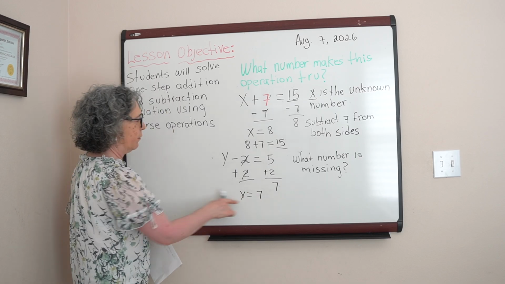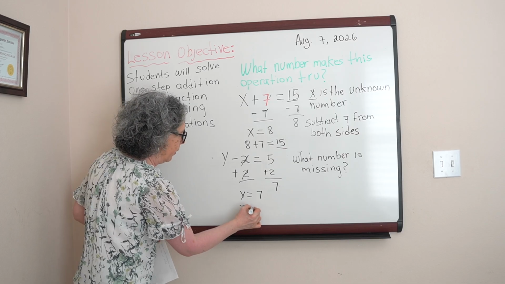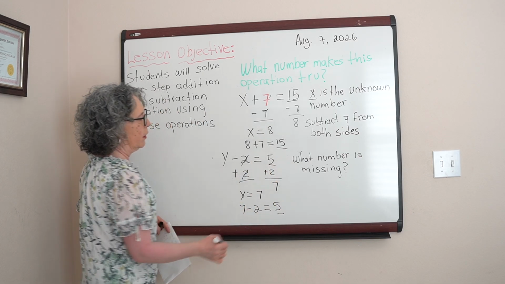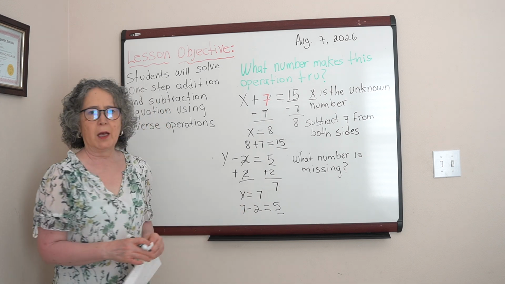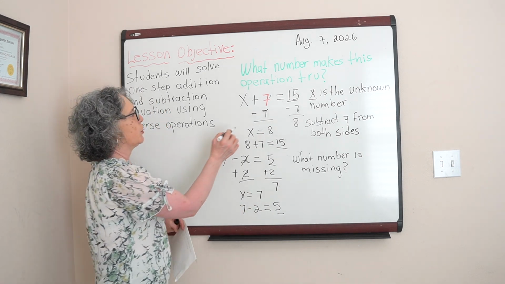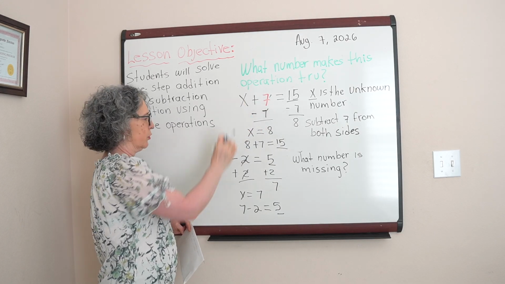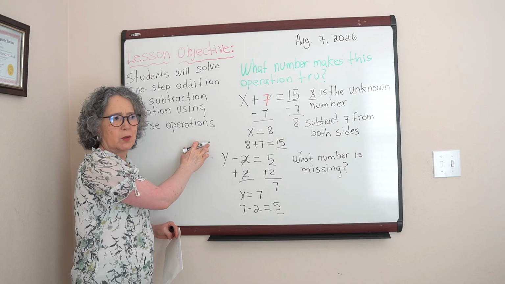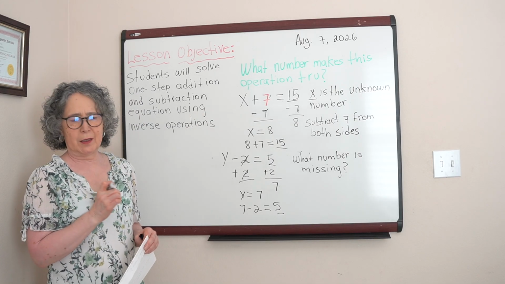We're going to put 7 in the place of the y. 7 minus 2 equals 5. Right? So the missing number was 7. As you can see, we can use subtraction to solve addition, and we can use addition to solve a subtraction equation. See, this is how they are related.